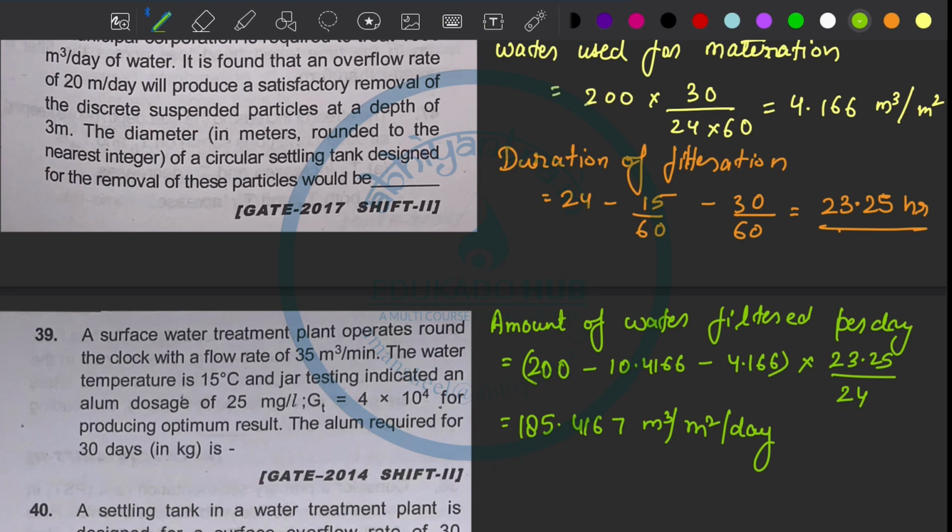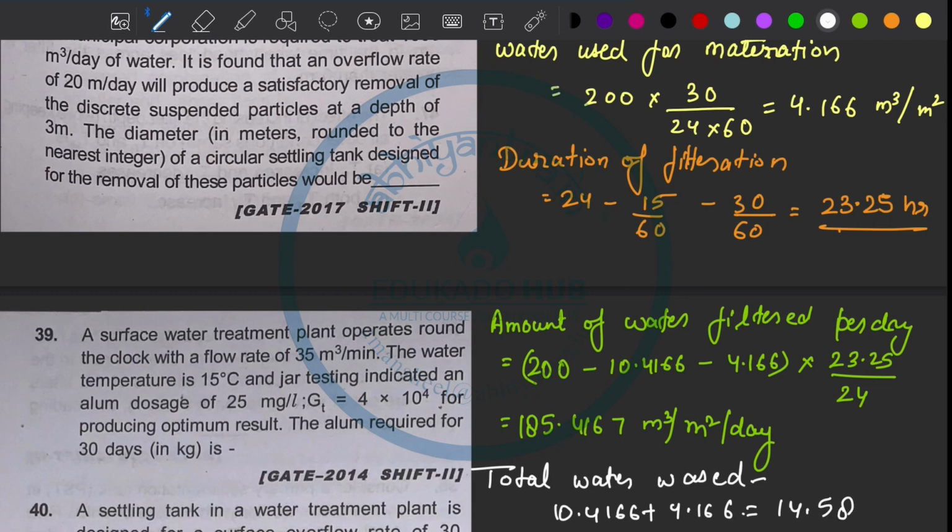Okay, now if I want to know total water wasted by backwashing, total water wasted is 10.4166 plus 4.166 comes out to be 14.58 meter cube per meter square per day.